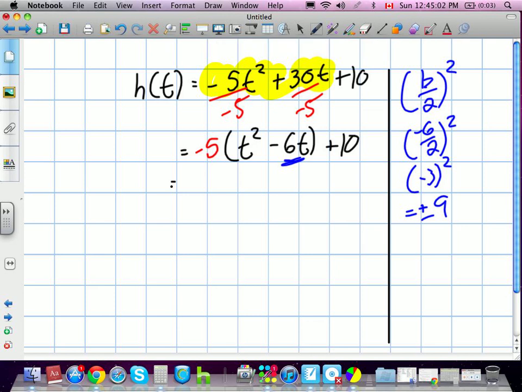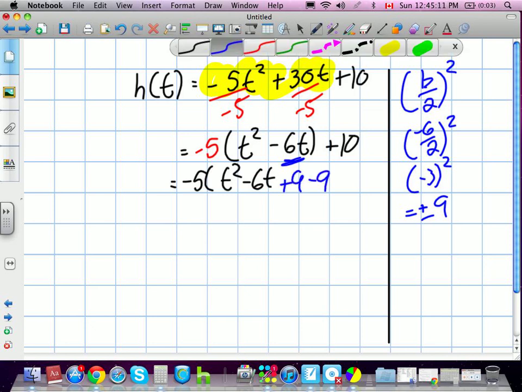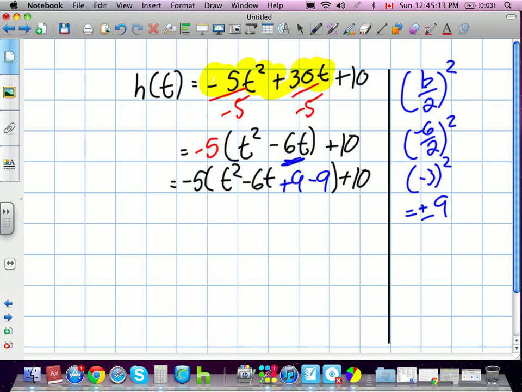So inside the bracket, with the negative 5, we get t squared minus 6t plus 9 minus 9 plus 10. Now remember, I need to move the negative version out. And when I move the negative version out, I have to multiply by what? Yeah, negative 5. So, negative 5 times t squared minus 6t plus 9. Negative times negative is positive 45 plus 10. Good. Got that so far.